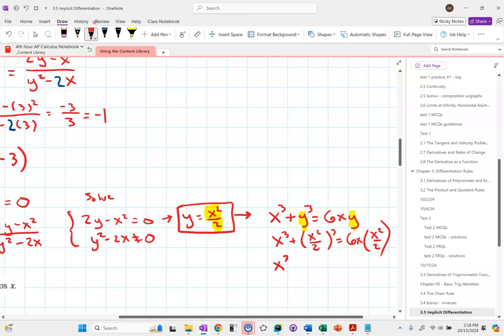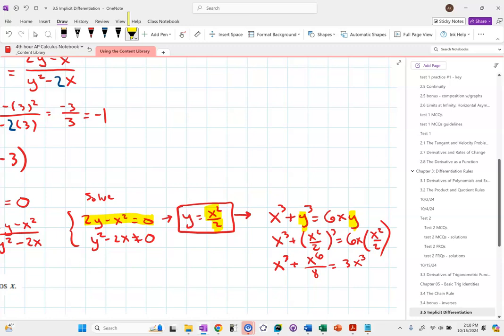So I'm going to have x cubed plus x to the 6th over 8 equals 3x cubed. Is everybody okay there? Yeah, Michael? Where'd you get the y equals x squared over 2? So I just solved this equation for y. So I just got the y by itself. Is that okay?